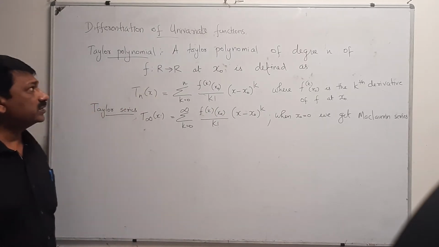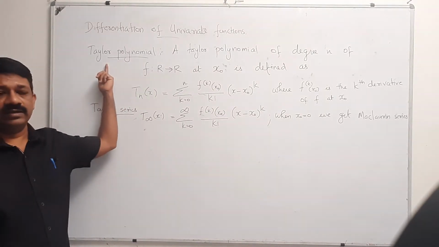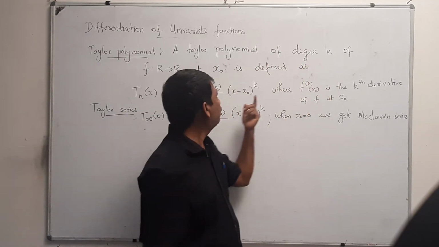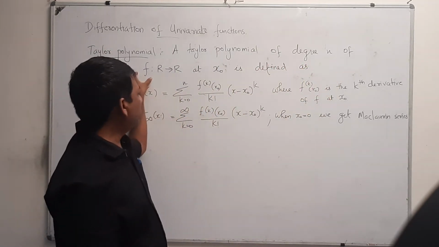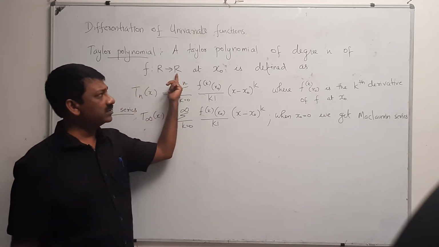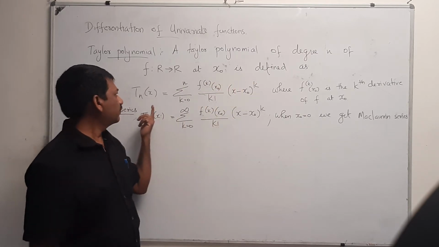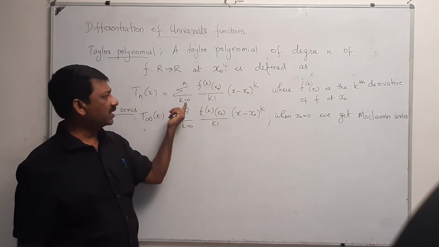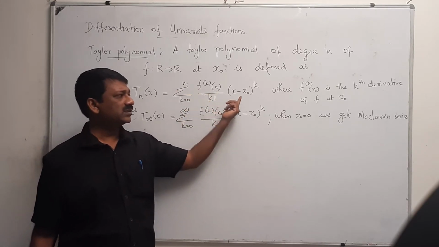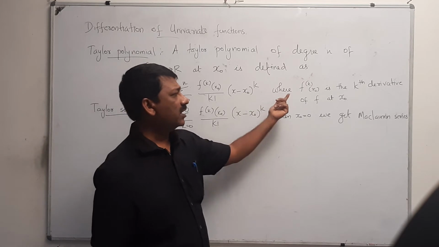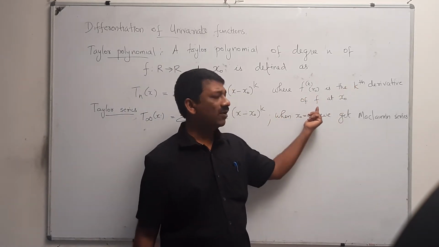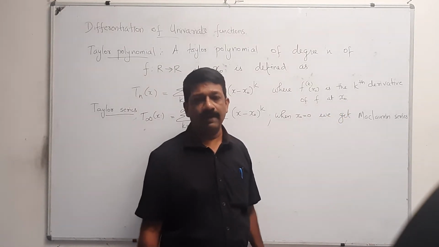And now we are going to discuss what is a Taylor polynomial. A Taylor polynomial of degree n of f is a function from R to R, which means it is a function from real numbers to real numbers. At x0 it is defined as Tn of x is equal to the sum from k equals 0 to n of f^(k)(x0) divided by k factorial, times (x minus x0) raised to k, where f^(k)(x0) is the kth derivative of f at x0.